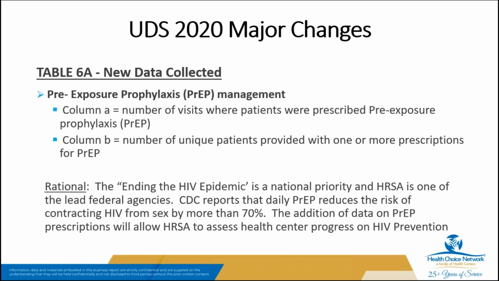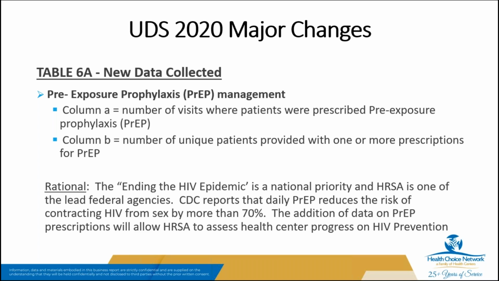And again, this is part of the whole Ending the HIV Epidemic initiative, which is a national priority, and HRSA is one of the lead federal agencies. The rationale behind pushing for this is that there's approximately a 70% reduction in contracting HIV from sex when daily PrEP has been used. So again, this is part of the push to end the HIV epidemic.